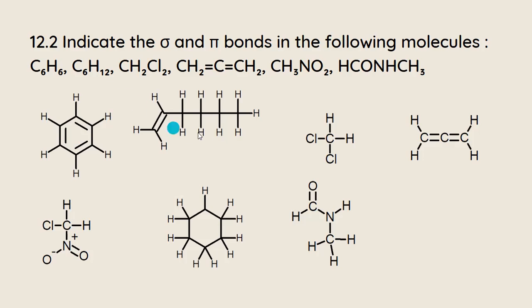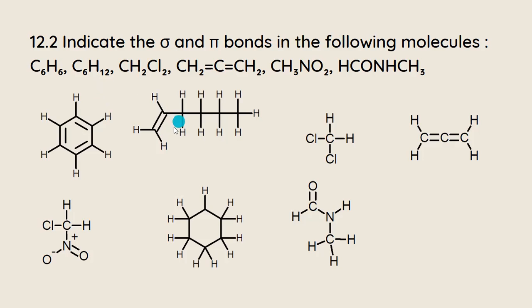Next is C6H12. Now C6H12, we can show it in two ways. It can either be a cyclic structure or it can be a straight chain. If it is a straight chain, it will have one double bond. Only then will you have the right number of hydrogen atoms. If there was no double bond over here, it would have been CH3 here and CH2, and the number wouldn't have been 12 hydrogens. So this double bond makes sure that the number of hydrogen atoms is 12.